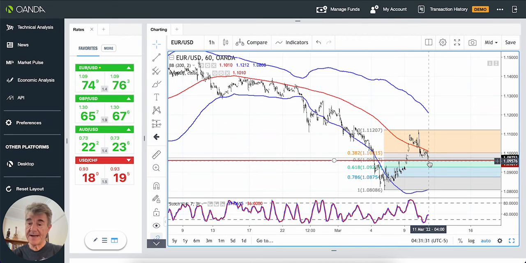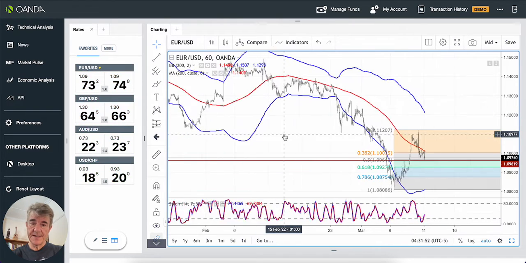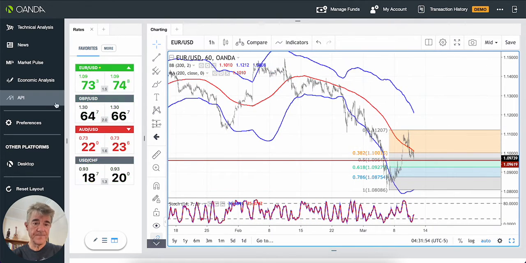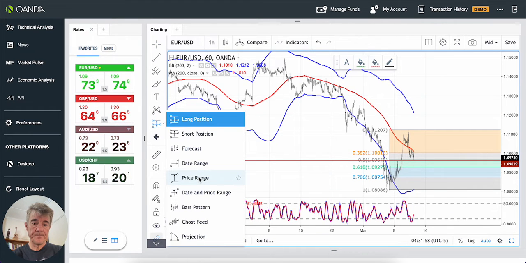So right now, I've bought one very small position on the euro, at 1-to-1 leverage with a risk of about 0.3% on the trade. I'm expecting us to move at least back up to the top of this area here, the top of this Fibonacci retracement, and possibly up to the 200 period Bollinger Band. Now, if I put a longer term fib on here, very quickly, you can see other potential targets.